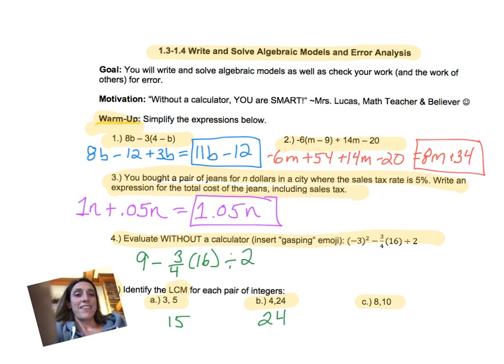All right, let's go over it. Number 1, your answer there is 11b minus 12. Number 2, your answer is 8m plus 34. Number 3, I'll explain a little bit as well. You're going to buy 1 pair of jeans, so that's your 1n. Then if you're supposed to pay a sales tax rate of 5%, you have to add on the sales tax. You see this expression right here, 5% is 0.05. If I want to treat that as a tax rate, I'm going to figure out what 5% of the price of my jeans is.